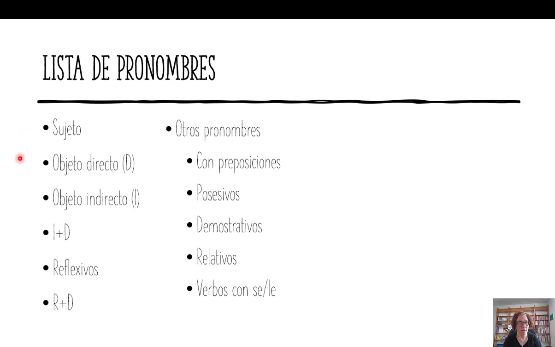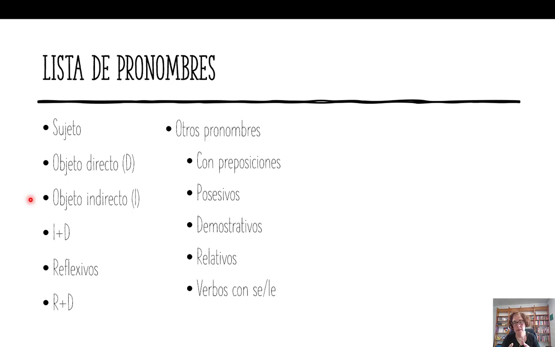Direct object, I'm going to call it D normally. And that refers to the what of the verb. So I bought flowers. What did I buy? Flowers. A pronoun would be them. I bought them. So them refers to the flowers or points to the flowers.